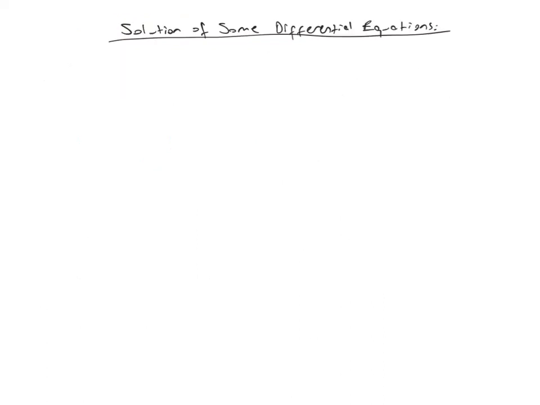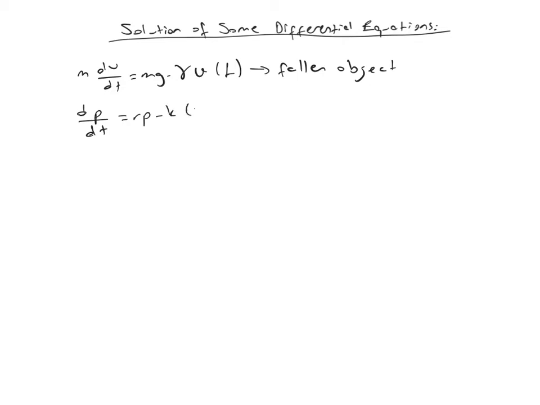In this part we will see the solution of some differential equations. Let's remember the differential equations that we wrote at the beginning of this video. First differential equation belongs to the fallen object example. dv over dt is equal to mg minus gamma v. Let it be our first differential equation which belongs to the fallen object example. And our second differential equation is dp over dt is equal to rp minus k, and let it be our second differential equation which belongs to the mice and owls example.